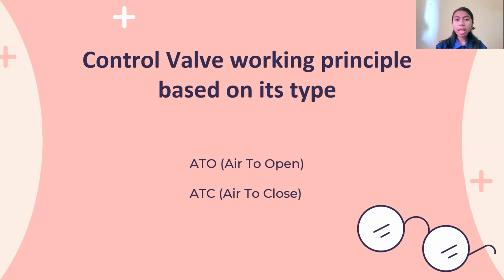And the second, ATC or air to close, is a valve whose normal position is open, or normally open, and will be closed if supplied with air. The air to close type works when the control valve gets a signal, and the control valve will close.